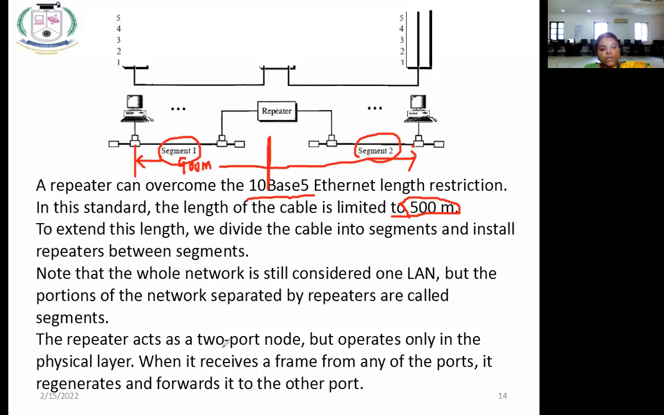Also, it's a two-port node. What is meant by a two-port node? On one side, if I say input, the other side will be the output. So at a time you can have one input and one output. This is called a two-port network. It is said to be a device which operates in the physical layer alone, mainly meant for removing the disadvantage of the Ethernet link.